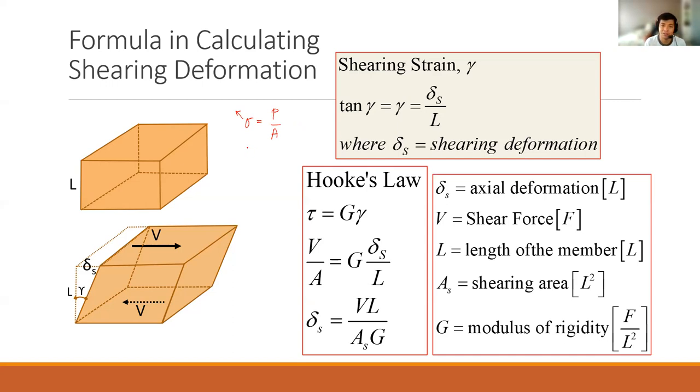So if shear stress, it's the same, force over area, but you're going to have tau, di ba? If you notice here, it's the same formula, but the V here is the P in the previous formula. They just use V to emphasize that it's shear force. But P is also good, as long as you know that it's the force parallel against the area. And then notice that the area, A sub S, is the shearing area. Same formula as before, but only the variables change.